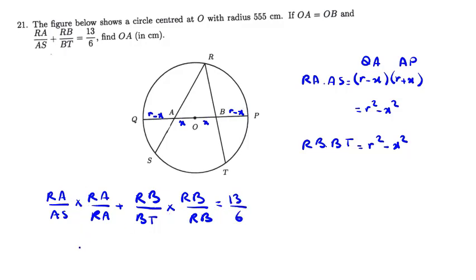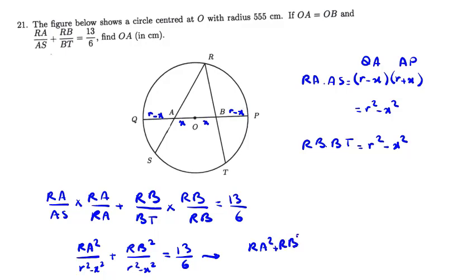Now, RA times RA is RA squared. RA times AS is what? r squared minus x squared plus RB squared. Again, RB times BT equals r squared minus x squared. If you don't know why we have this, you should use similar triangles. If you have any problem with the solution, as I said, feel free to send a message to my WhatsApp number in the description. So here, RA squared plus RB squared, you can write, times 6 equals 13 times r squared minus x squared.